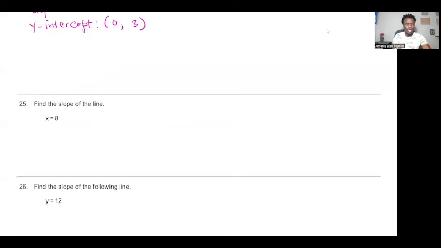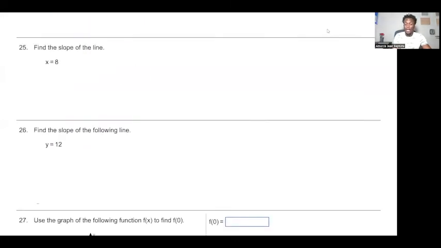Next problem, find the slope of the line x equals 8. We've seen that when the equation does not show both x and y, there is a particularity that we need to know: if the equation doesn't show y, this equation has an undefined slope, and it is a vertical line.